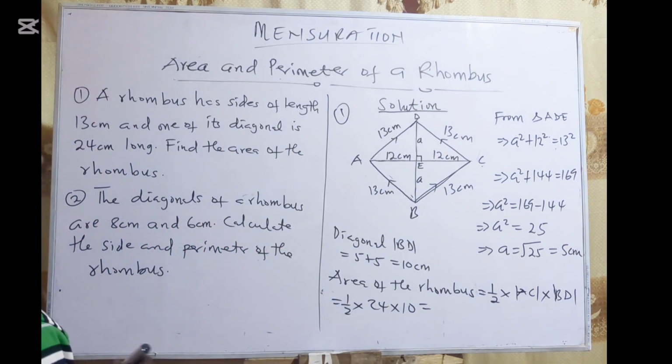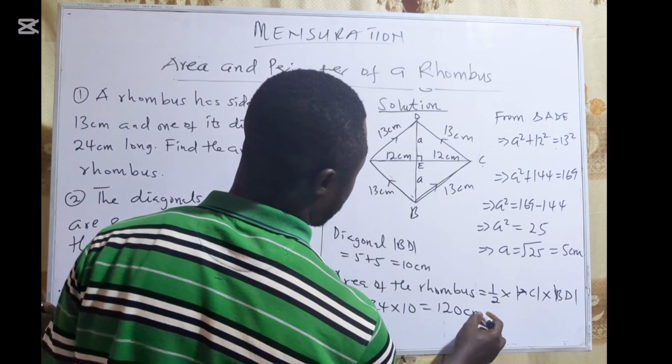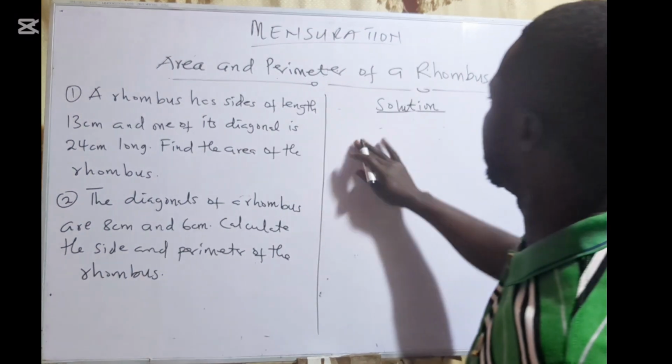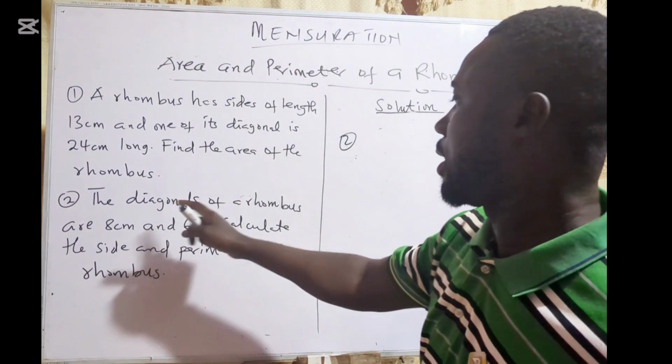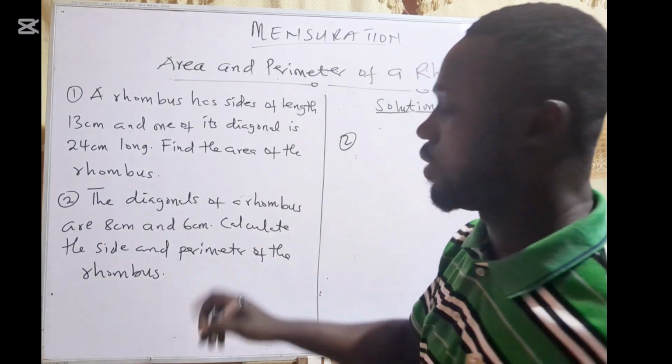2 goes into 24, 12 times. 12 times 10 gives me 120. So 120 centimeters squared. So this is how the area of the rhombus is going to be: you find one of the diagonals, and then you can find the area. I believe this is understood. Let's go to number 2. The diagonals of a rhombus are 8 and 6 centimeters. Calculate the side and perimeter of the rhombus.